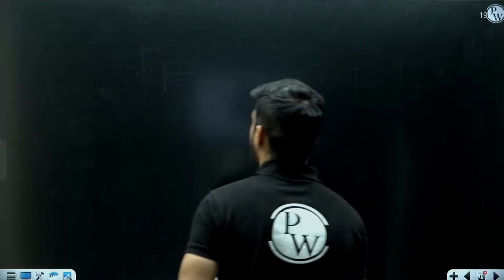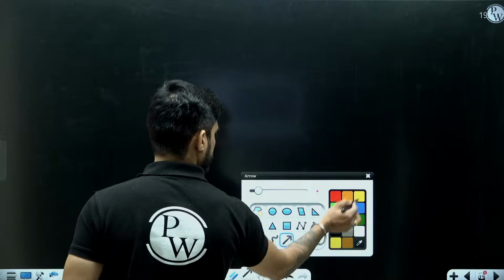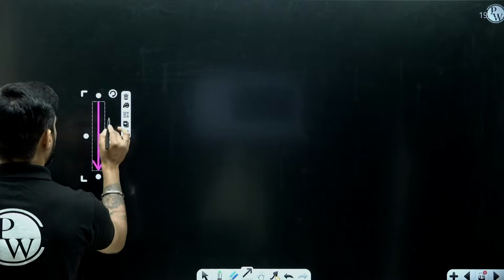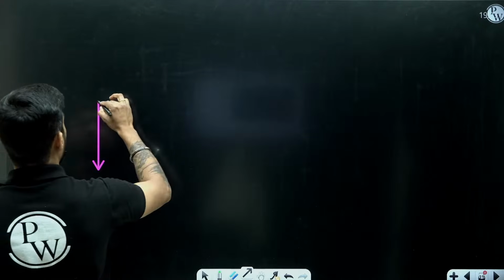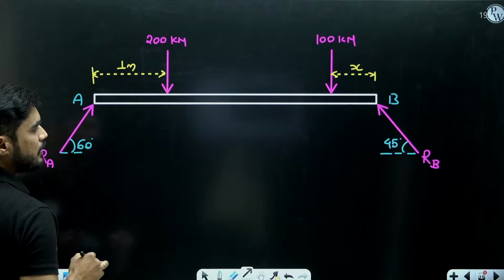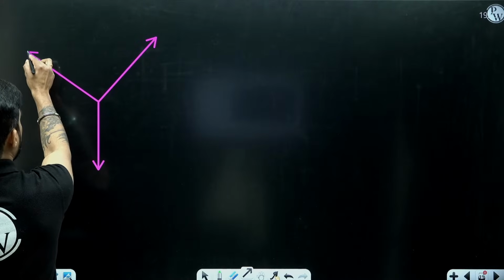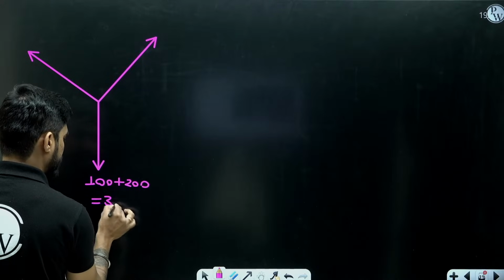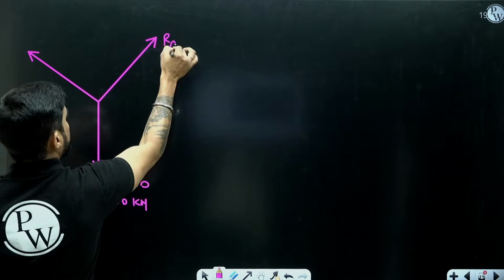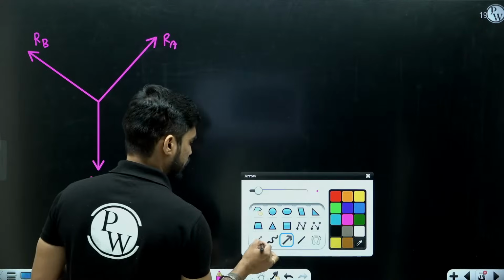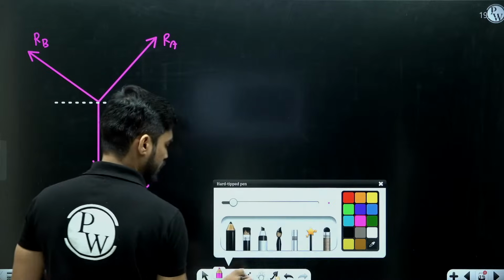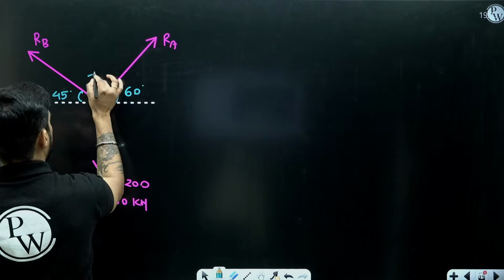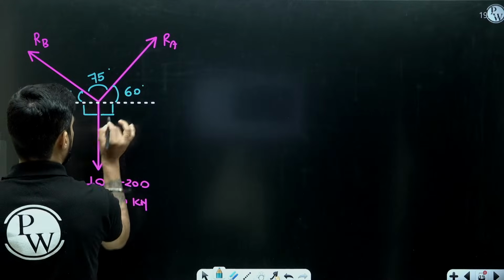How? Look at this. We will have vertical force 200 plus 100, which will become 300 kilonewton. Then there will be RA acting at 60 degree, and then there will be RB acting at 45 degree. 100 plus 200 means 300 kilonewton. This is RA and this is RB. So now you can use Lamy's theorem. This is 60 degree. This is 45 degree. So this will be 75 degree. This is 90 and this is 90.